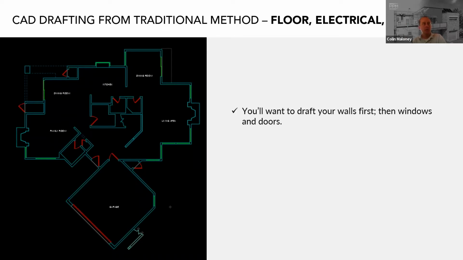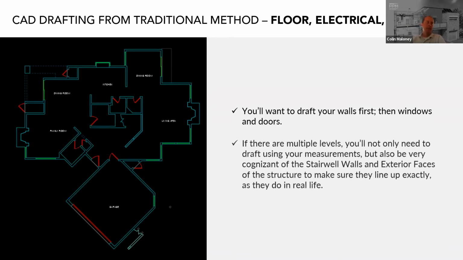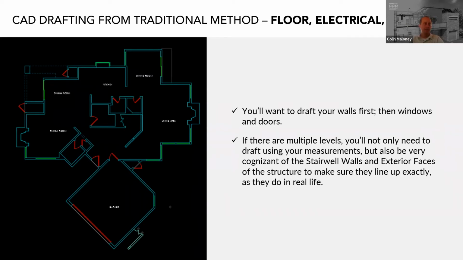You'll want to draft your walls first, maybe offset, copy them in according to your thickness measurements, and then add your windows and doors. If there's multiple levels, you'll not only need to draft using your measurements, but also be very cognizant of those stairwell walls and exterior faces of the structure to make sure that they line up exactly as they do in real life. I don't probably need to tell any of you this, but when you're going down the stairs, if you can rub your hand on the wall and it doesn't bump out or whatever, then it should be the same line on the first floor in the exact same position as it is on the second floor.